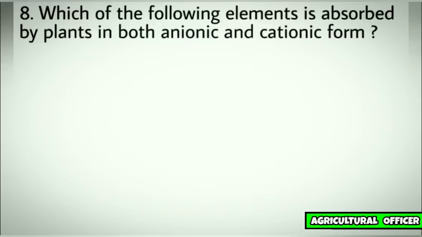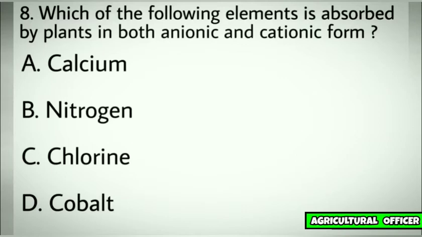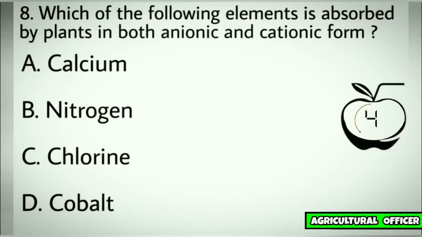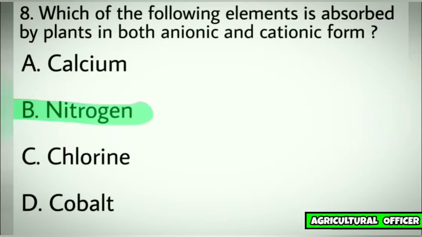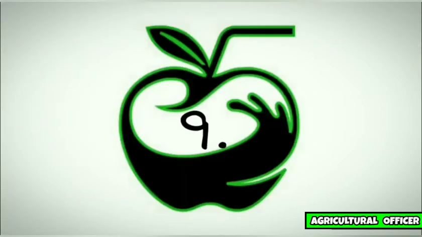Question number 8. Which of the following elements is absorbed by plant in both anionic and cationic form? Options: A. Calcium, B. Nitrogen, C. Chlorine, D. Cobalt. Correct answer: B. Nitrogen.